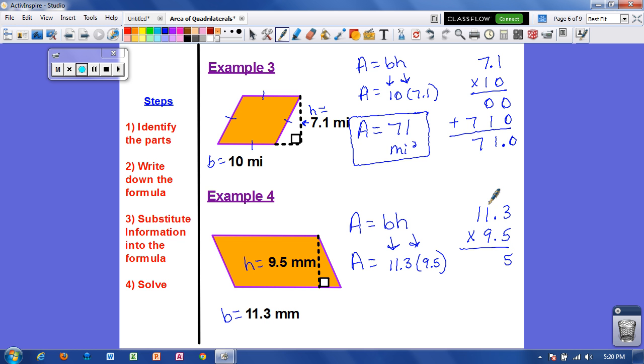3 times 5 is 15. 1 times 5 is 5, plus 1 is 6. And 1 times 5 is 5. Put a 0. 3 times 9 is 27. 1 times 9 is 9, plus 2 is 11. 1 times 9 is 9, plus 1 is 10. And then I'm just going to add everything together. I have 2 decimal places up top, so I will have 2 decimal places in my answer. So that means that my area equals 107.35 millimeters squared.